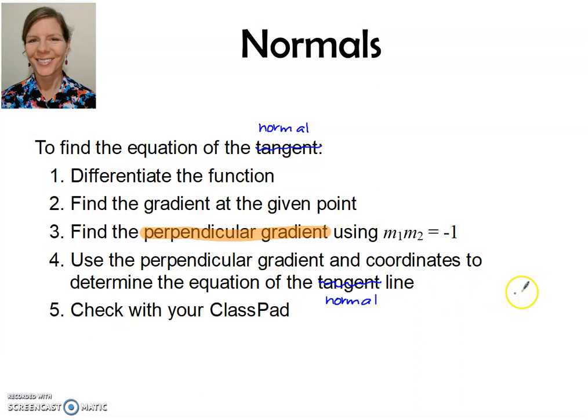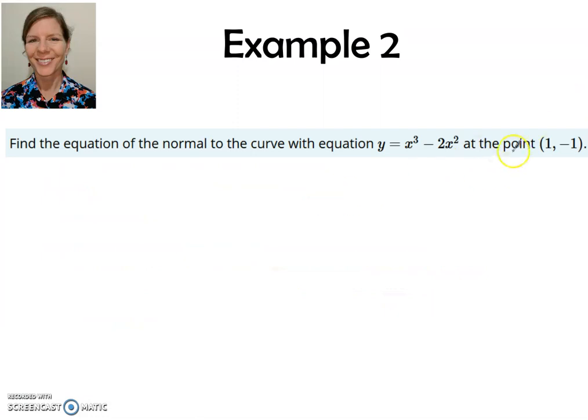And then you can check with your ClassPad in exactly the same way. So we'll do another example, and I'll show you how to do it by hand and then how to check it. Okay, so first thing to note is they've given us the x and y coordinates, which is good, so we don't need to work out the y coordinate in this case. So just jump straight into differentiating.